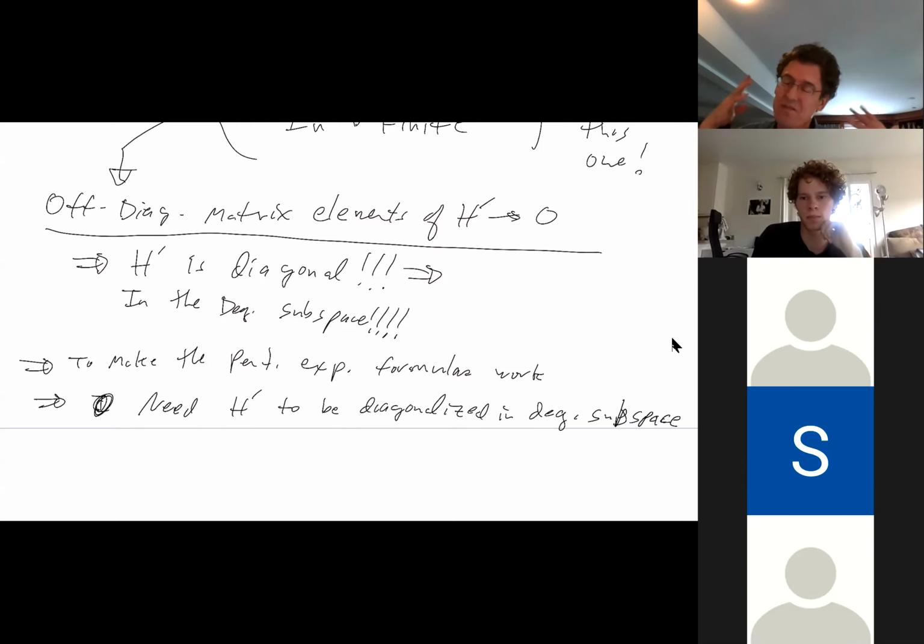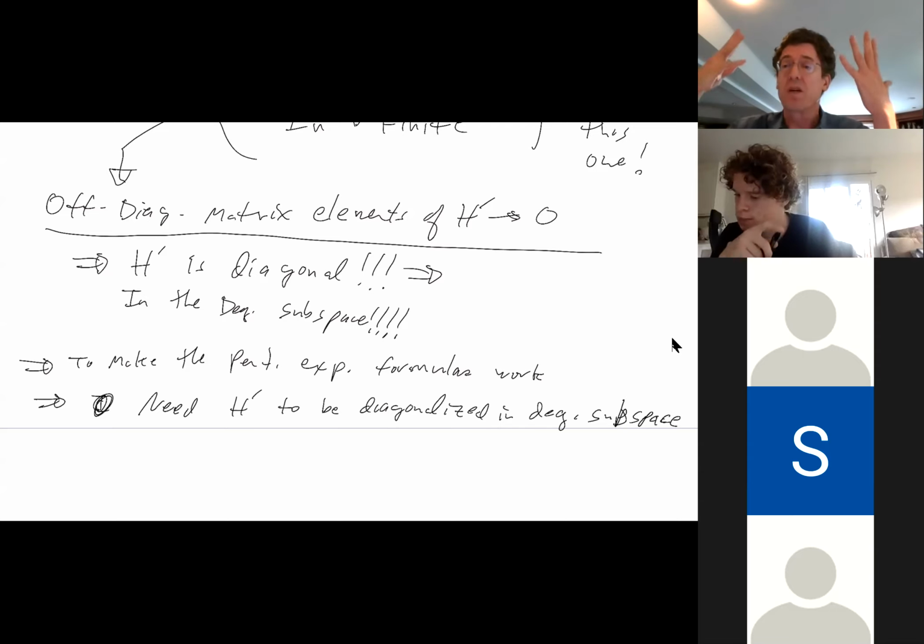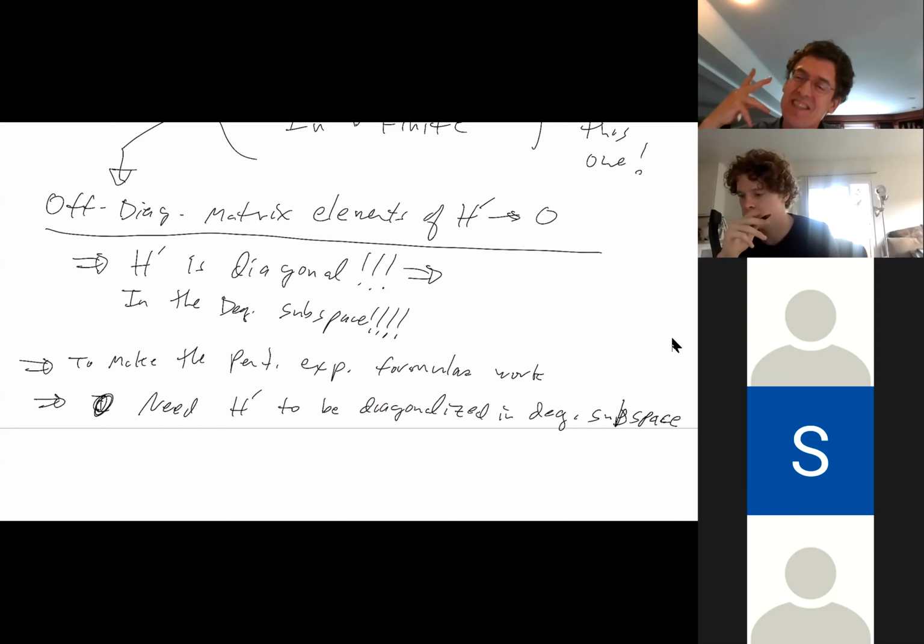We're just trying to make the formulas work. And the only way we can make the formulas work is to diagonalize H prime in the degenerate subspace. If we diagonalize H prime in the degenerate subspace, the formulas work. If we don't, they don't work. That's it. That's degenerate perturbation theory. I just want you to see there's something really simple there.